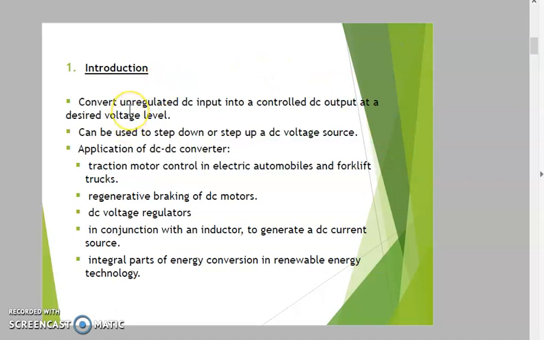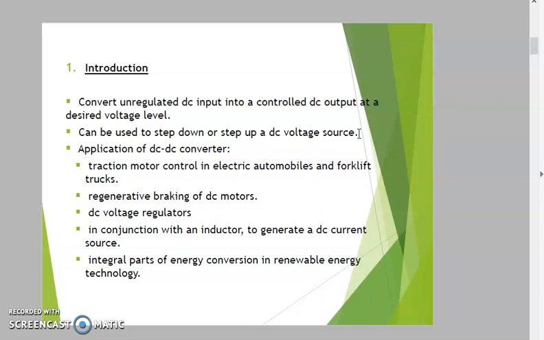On the introduction, the DC converter is used to convert an unregulated DC input into a controlled DC output at a desired voltage level. And the converter can be used to step down or step up. So we have a certain DC input, but we need a certain DC output at a certain level. So we might have to step up or step down. So this is the purpose of the DC-DC converter.